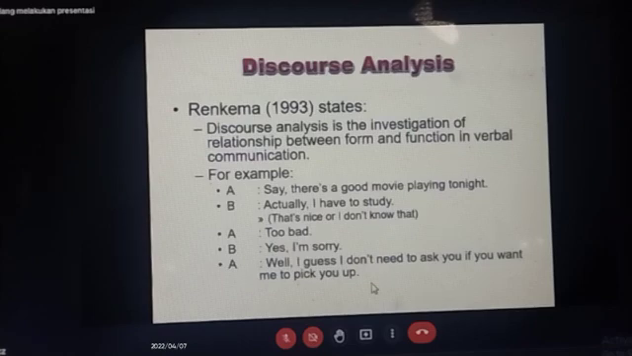So let's see how B tries to understand A, and A tries to understand B. In this conversation, when A begins by saying "There's a good movie playing today", B not only gets the information from A that there is a good movie playing today, but B must find what is in the mind of A.